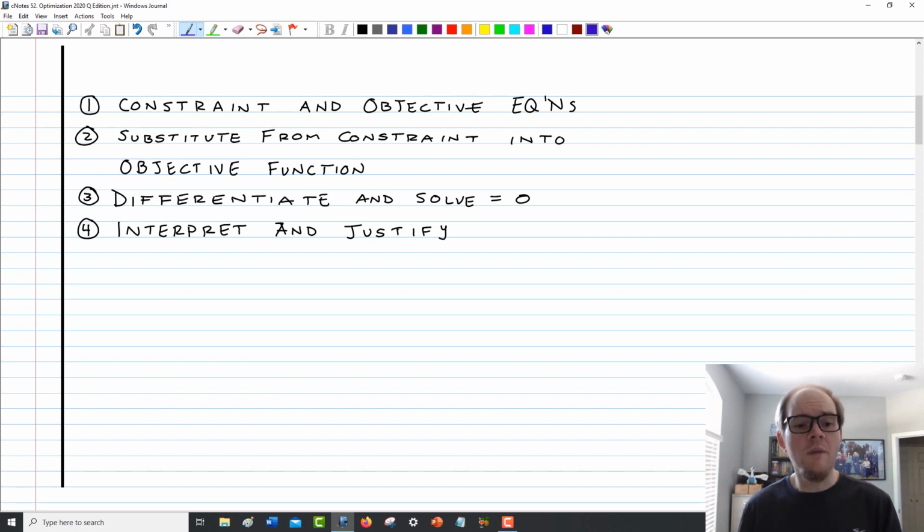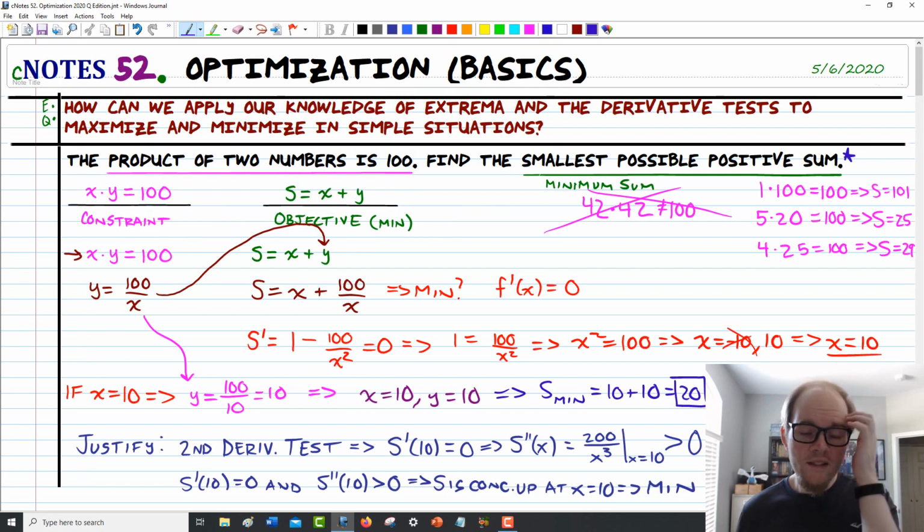Second, it says to substitute from the constraint into the objective function. So if we look back on here, that's literally what we did. We worked on the left side, the pink side, first. We solved for 1 variable, and then we substituted that into the green side to come up with our equation.